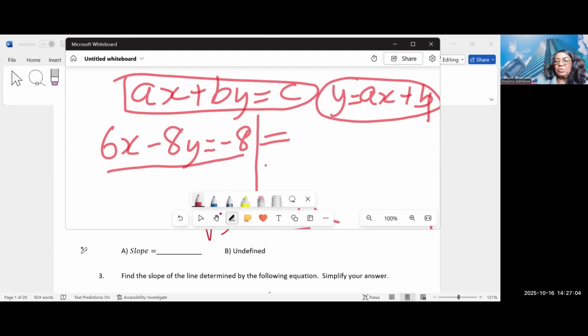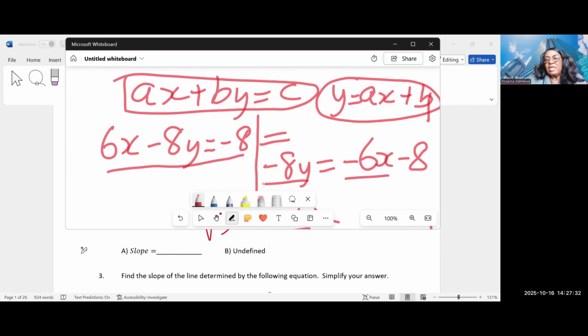So if I pull y on the left-hand side and move 6x to the right-hand side, I have negative 6x minus 8. And because I'm solving for y, what I have to do is divide both sides by negative 8.